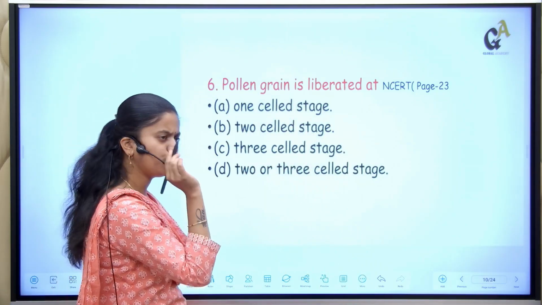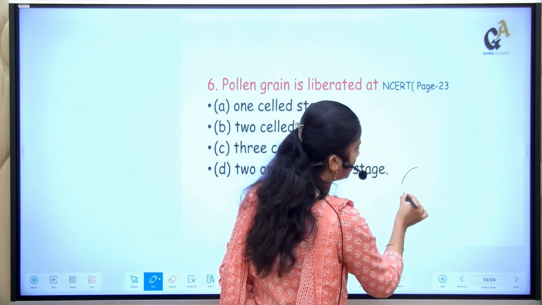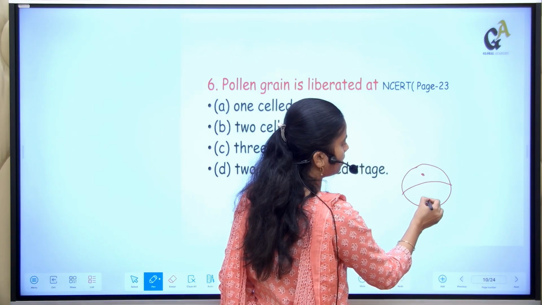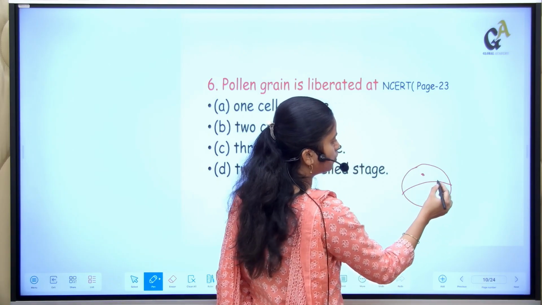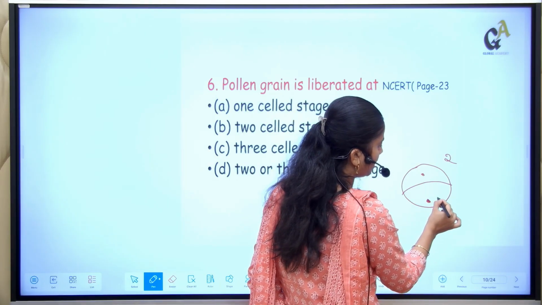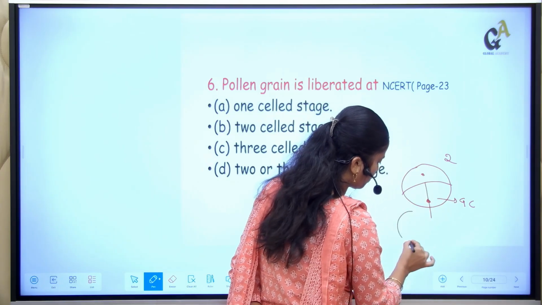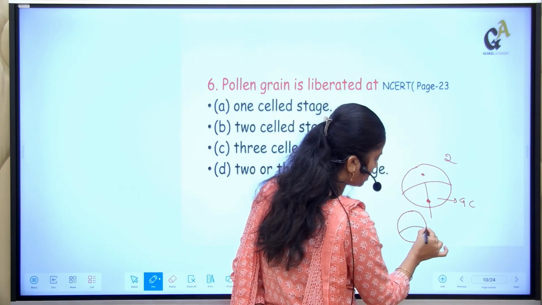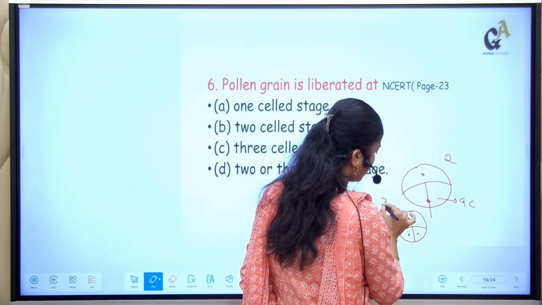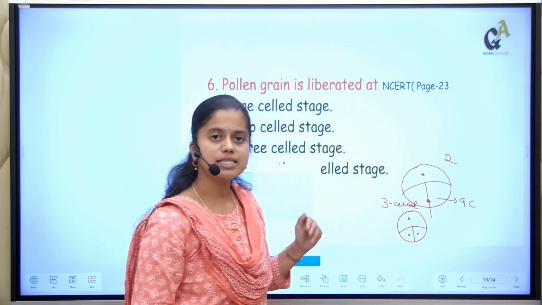Next, pollen grain is liberated at, when does the pollen grain get liberated? One celled stage. Do you remember the structure of pollen grain during the time of liberation? It was having the vegetative cell and the generative cell, right? So this will be the two-celled stage at the beginning, and later on the generative cell undergoes division and produces how many cells, students? It produces 2 cells. So it will be a 3-celled structure. Our pollen grain will be a 3-celled structure.